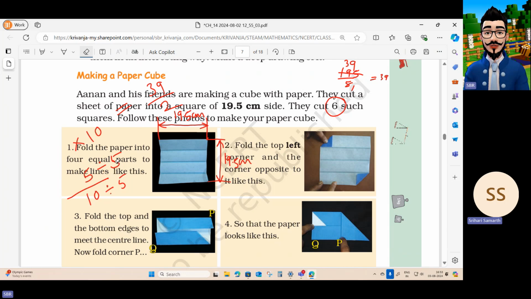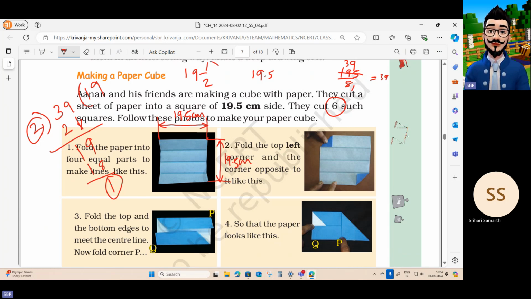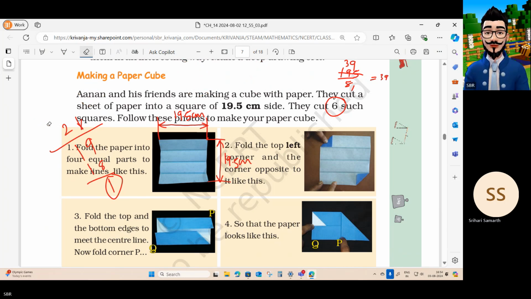Let me do it. Now next, 2 into 39. 1 times is 2, 1 is a remainder. I'll bring down 9, 19 it becomes. 9 twos are 18, 1 is a remainder. So 19 whole parts and another 1 by 2 is remaining. Do you remember in your class exams, if you have scored 19.5 marks, they write it like this? They both are the same. So continue.